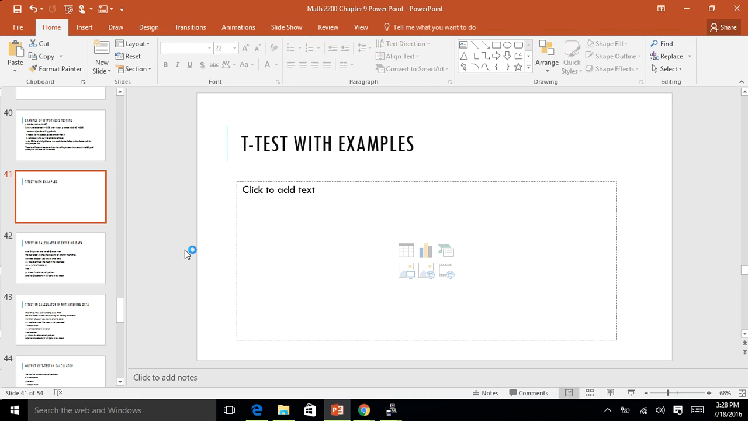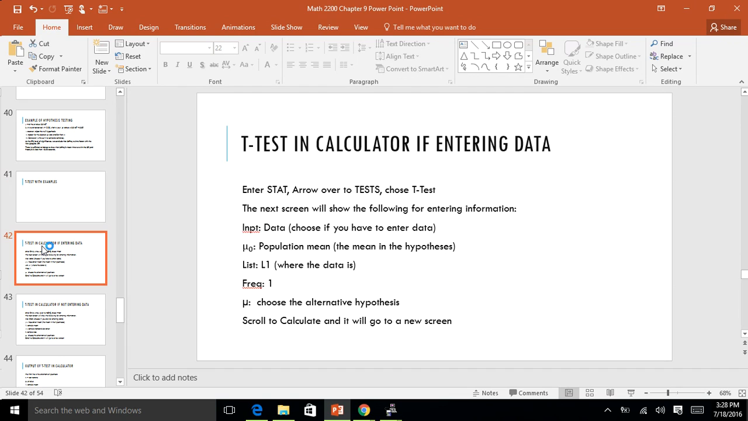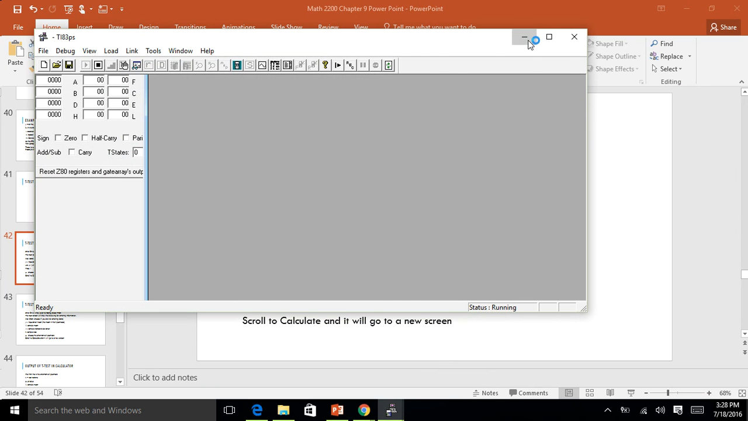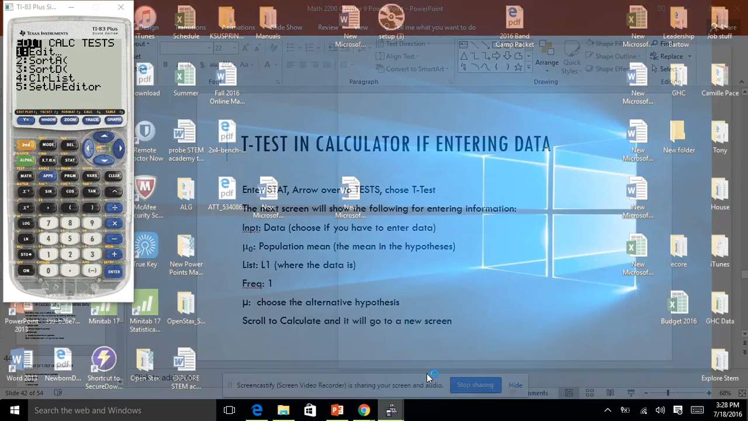And now I'm going to talk about t-test with an example. So remember, t-test is done when you do not have a population standard deviation. So let's go ahead. So the t-test in the calculator, if you're entering data, again, this is very similar to z-test.